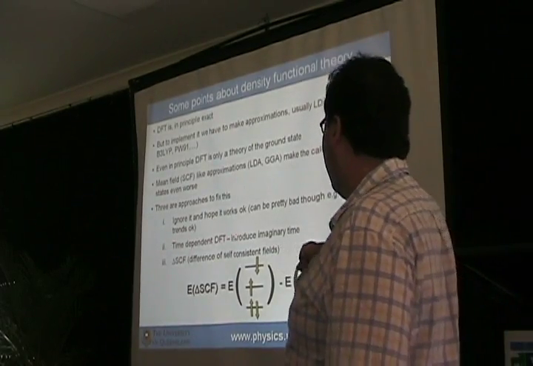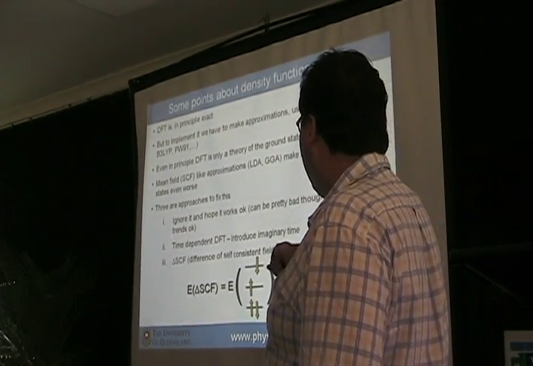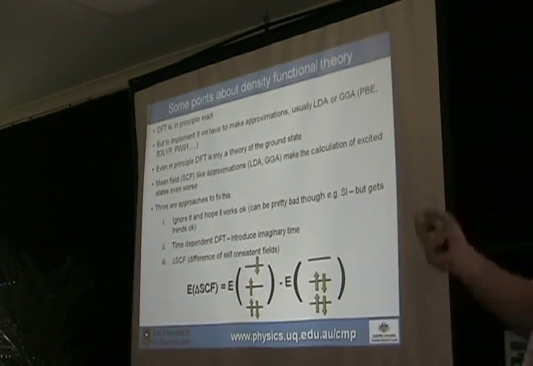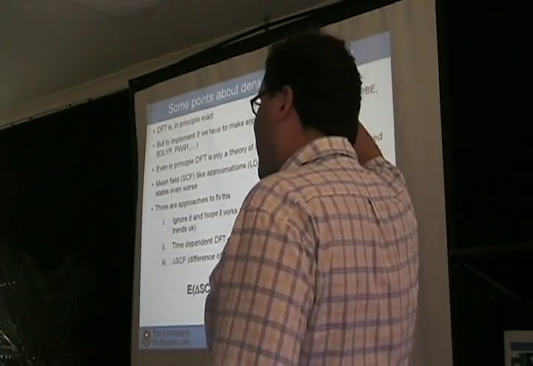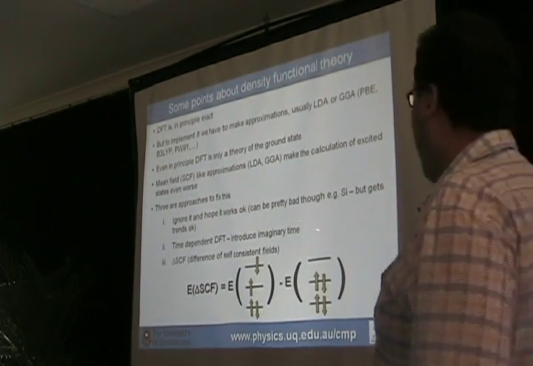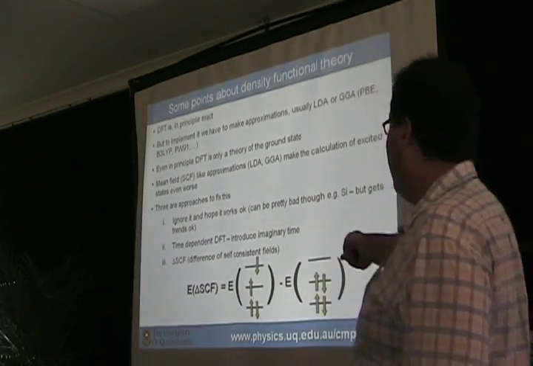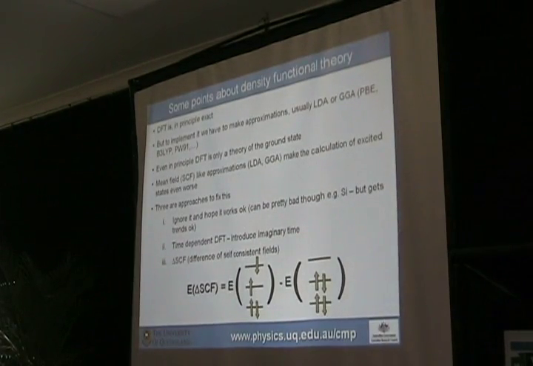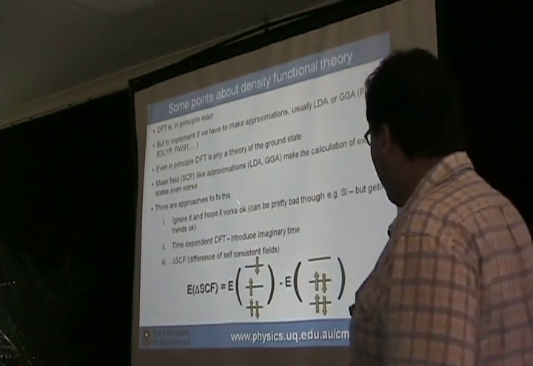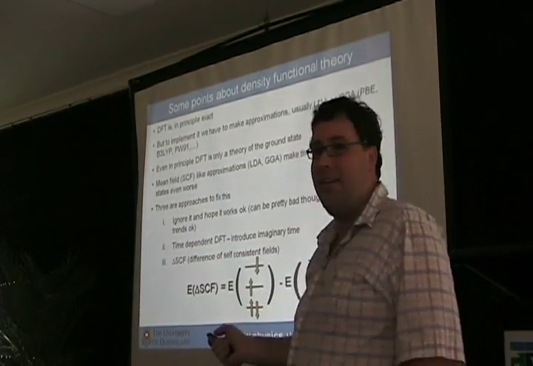A second approach that's very elegant is time-dependent density functional theory, where you introduce imaginary time, a bit like Meredith was talking about this morning with quantum Monte Carlo. You can get excited states formally correct in this theory, although again you just have to do approximations to implement it. And the third approach, which I'm going to take, is very much more suck it and see.